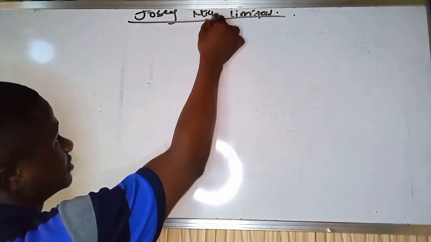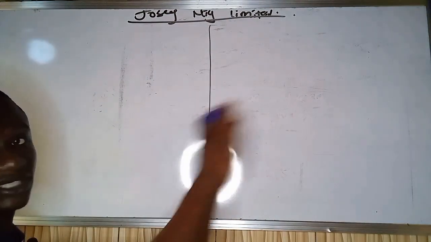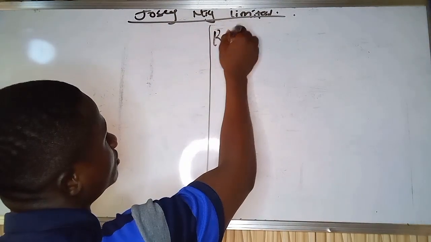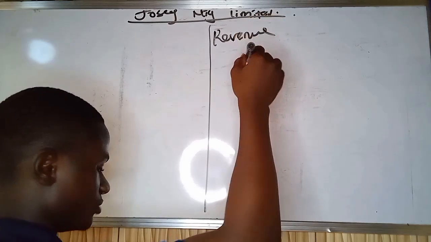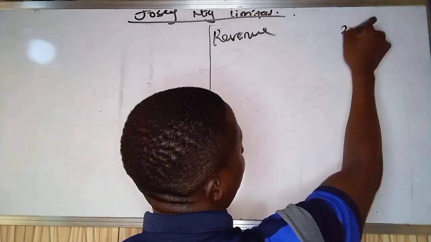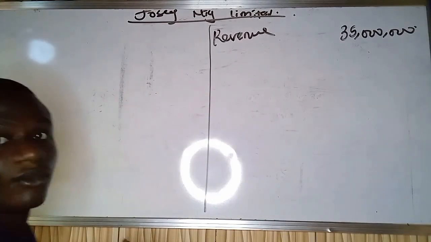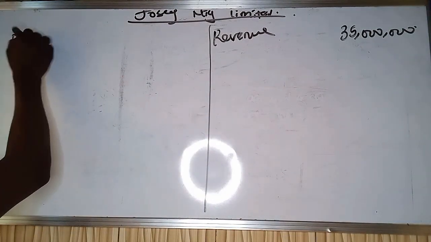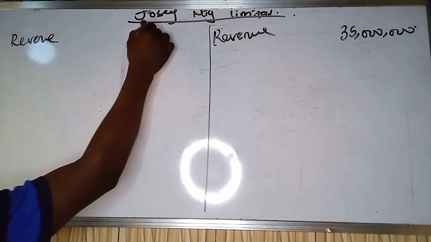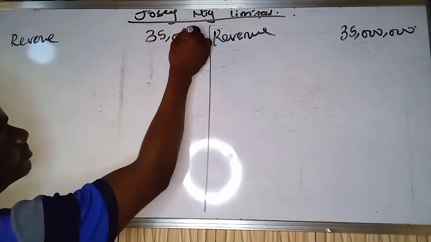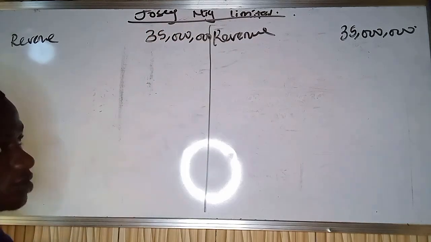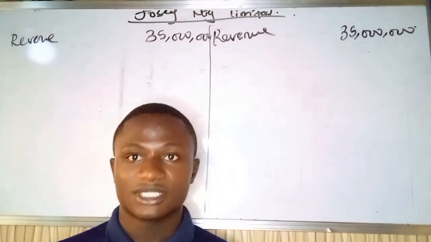So let's divide the board like this. We have this side and this side. We have revenue from main business, which is 35 million. So I also come here, revenue 35 million.